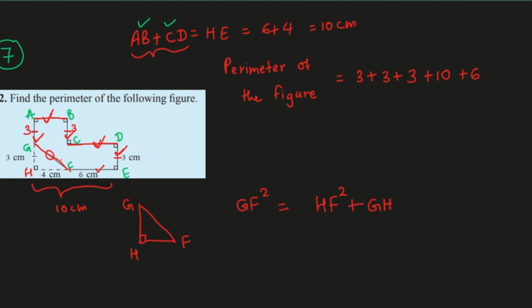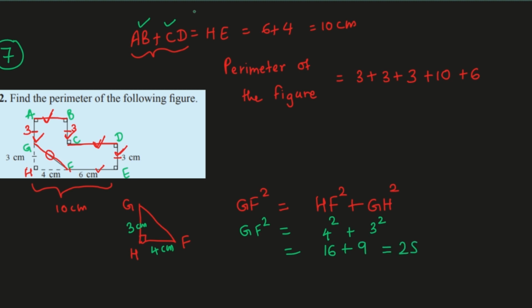So this is Pythagoras theorem. So we know that. In order to find the value of GF, GF squared, we can write it as, what is the value of HG? It's 3 centimeters. What is the value of HF? It's 4 centimeters. So we can write HF is 4 squared plus GH, it's 3 squared. So what is the value? 4 squared means 4 into 4, right? 4 multiplying twice. 4 into 4, it's 16. 3 squared means 3 into 3, it's 9. So the total will be 25.